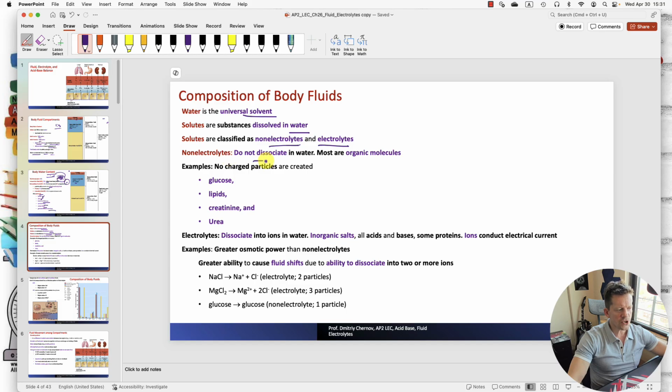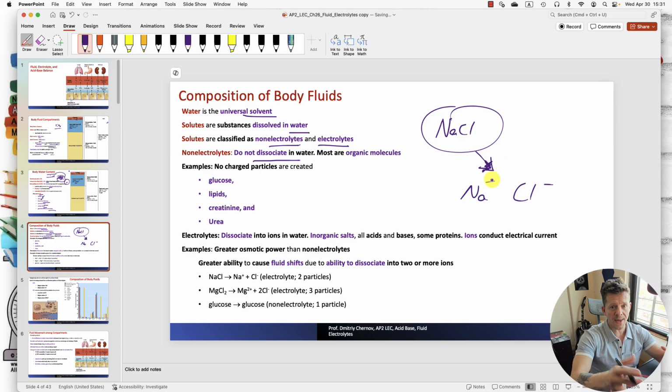Non-electrolytes do not dissociate. Dissociation, let's say sodium chloride: if you put it into a water solution, it will dissociate into its respective ions and take its respective charges. So that would be a salt. But non-electrolytes do not dissociate in water, and most of them are organic molecules. Sodium and chloride are inorganic; organic molecules have carbon and hydrogen.